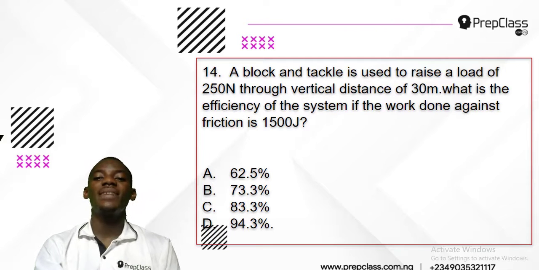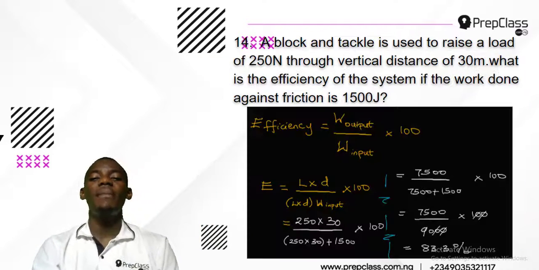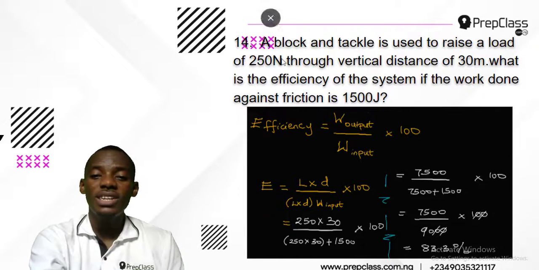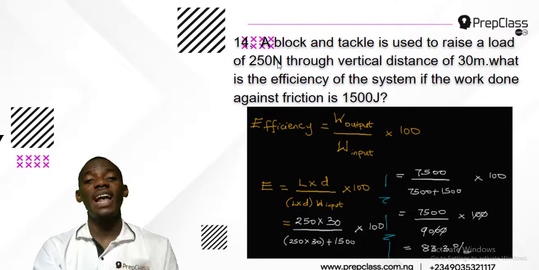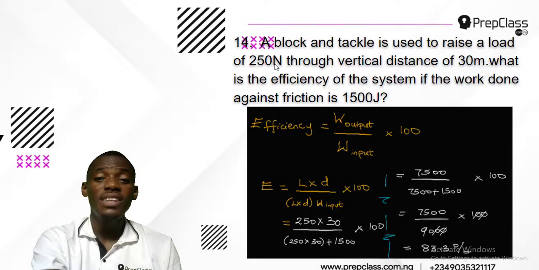Number 14 says a block and tackle is used to raise a load of 250 Newton through a vertical distance of 30 meters. What is the efficiency of the system if the work done against friction is 1,500 joules? Now, the efficiency of a machine is work output over work input times 100. Now, what is the work output? Work is force times distance. So it went through 250 Newton across a 30-meter distance.